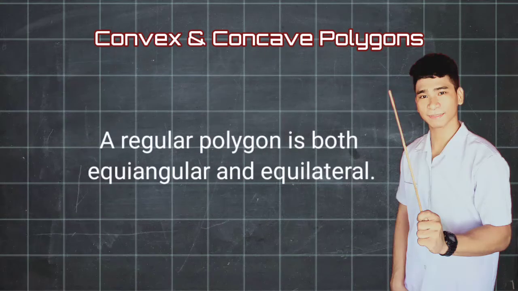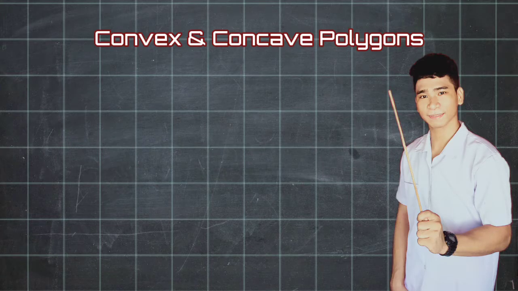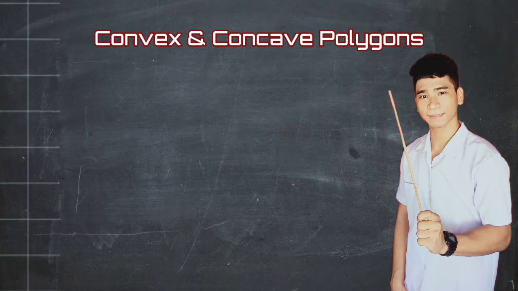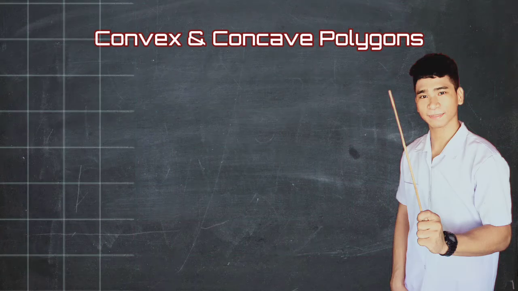Definition: a regular polygon is both equiangular and equilateral. So ang best example ko dito ay square again. Mapapansin natin dito, every side and every angle of this square ay same size. So, matatawag natin siyang regular polygon. Okay, let's move to another portion of polygons.